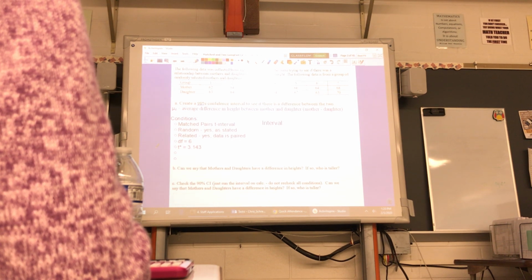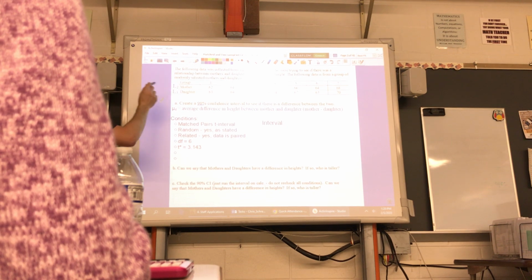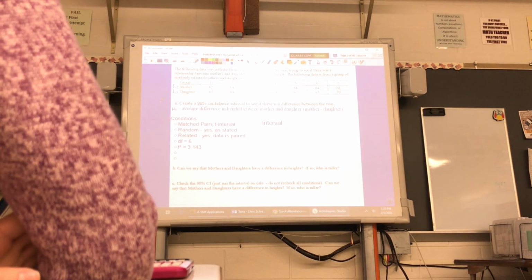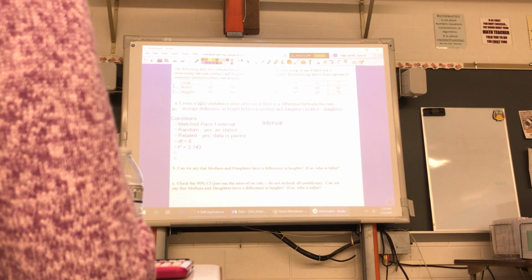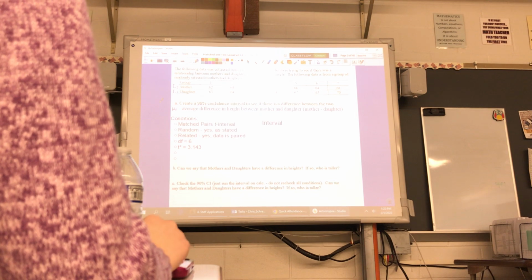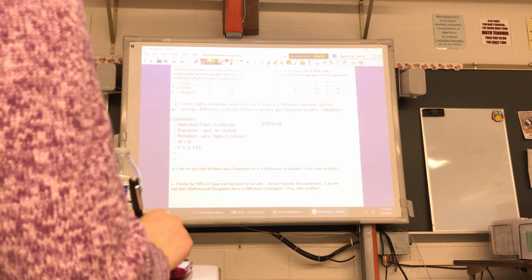If that's the case, there is a way to do it in the calculator. So, calculator method, I'm going to put the mother data in list 2 and the daughter data in list 3. Yes, list 2 and 3, not list 1 and 2. Okay? There's a specific reason for that.